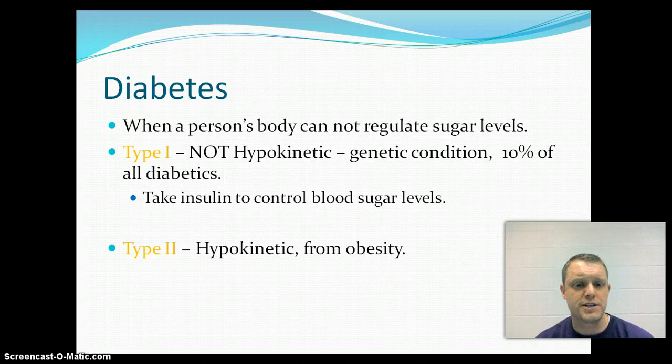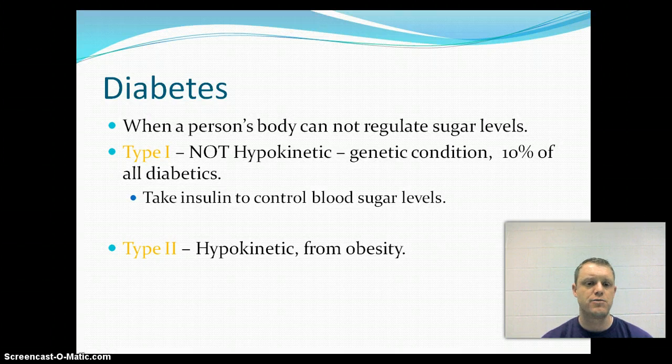Diabetes. There are two types of diabetes, type 1 and type 2. Diabetes is when a person's body cannot regulate blood sugar levels. Type 1 is not hypokinetic. It's a genetic condition. It's 10% of all diabetics. You take insulin to control this. Type 2 is hypokinetic. This is from obesity.